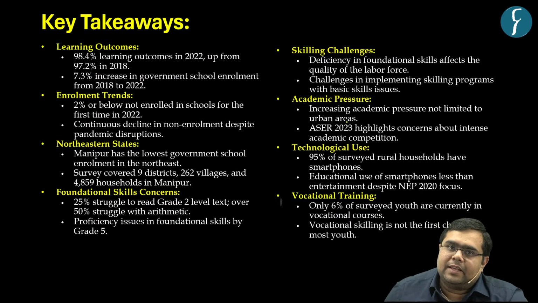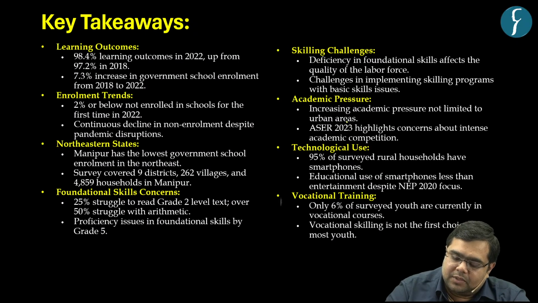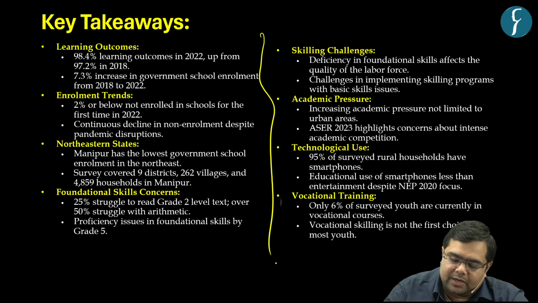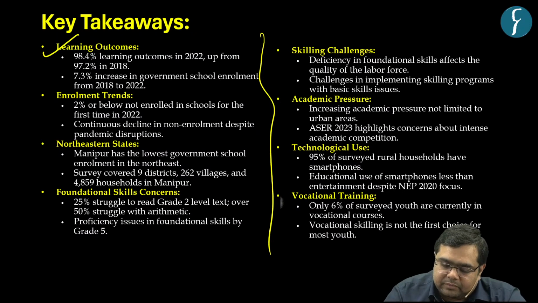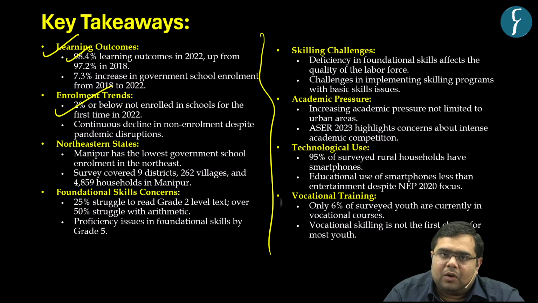So the key takeaways that are the outcomes of this report, I would say that the first one being learning outcomes, they are more or less saturated now. 98%, that is a slight increase over the 97% targets that were there in 2018. Then enrollment trend, 2% or below not enrolled in schools for the first time in 2022. So almost these targets have more or less stabilized. There is no drastic change in this report from the past year or so.